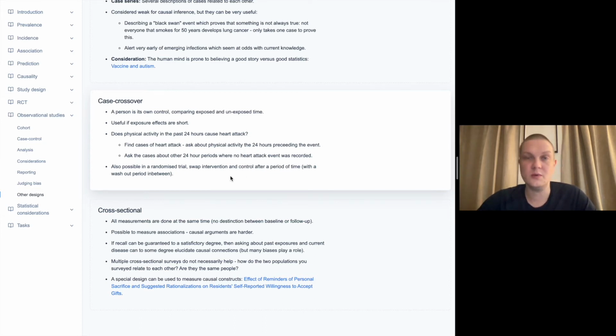It's also possible in a randomized trial to actually swap the intervention and control groups after a period of time, if there is a known washout period, so that the effects of treatment have disappeared within a known period of time.